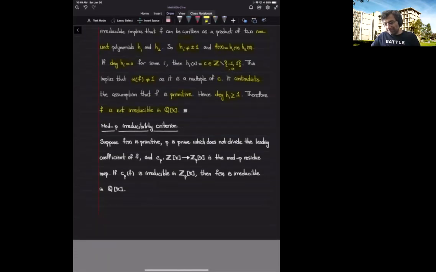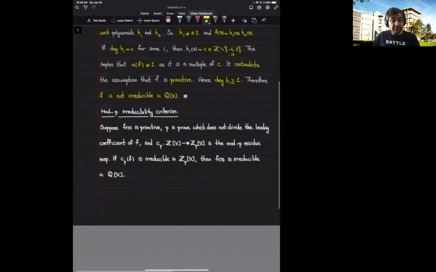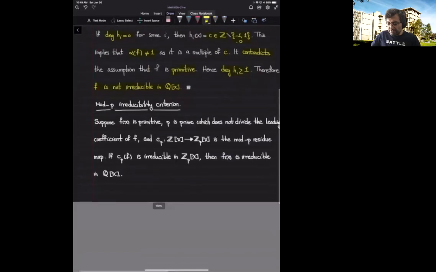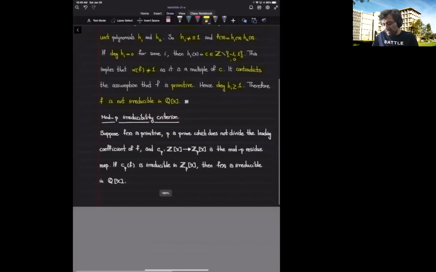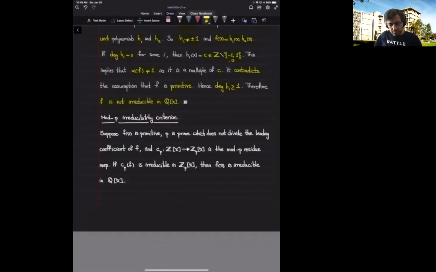Okay, so now we have all the needed ingredients in order to prove the mod P irreducibility criterion. Let me make it slightly more general. So suppose that F is primitive. Of course, when F is a monic binomial, automatically it is primitive. So there is nothing lost; it is a genuine extension of the initial statement that I've written.